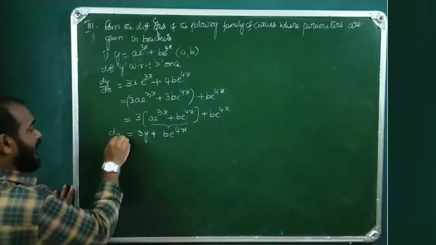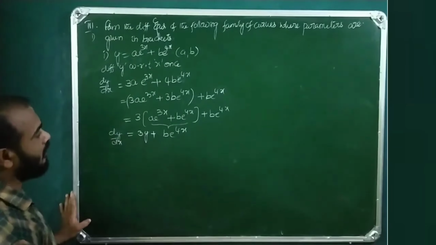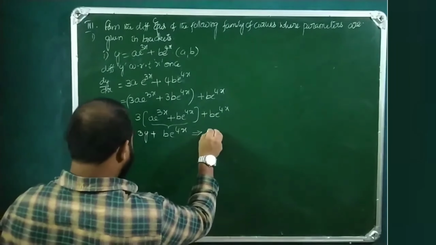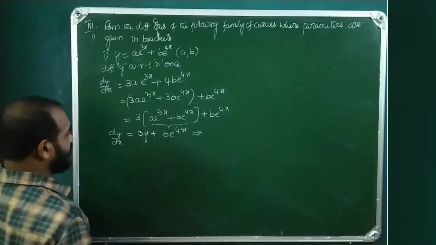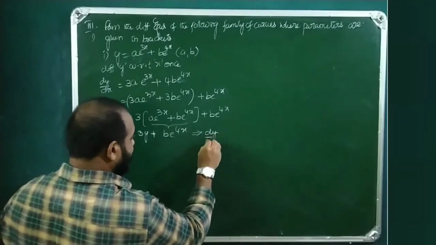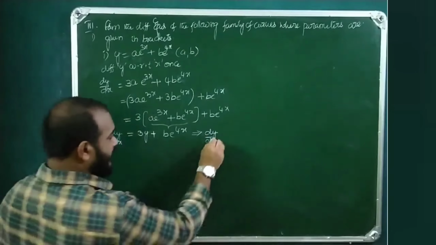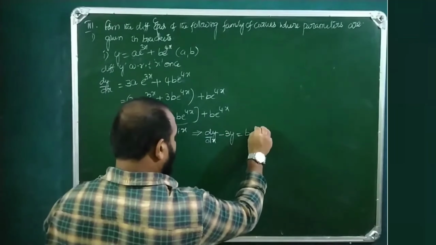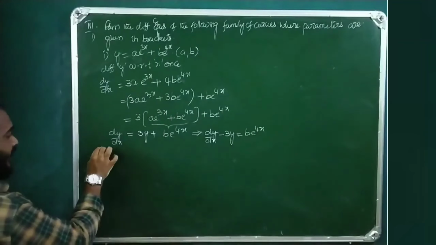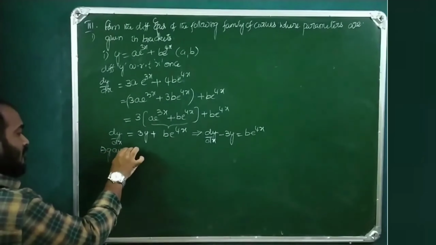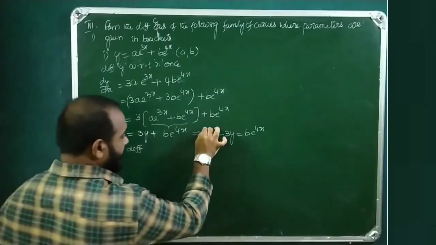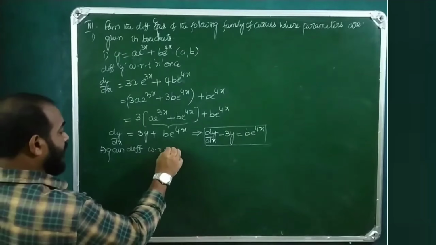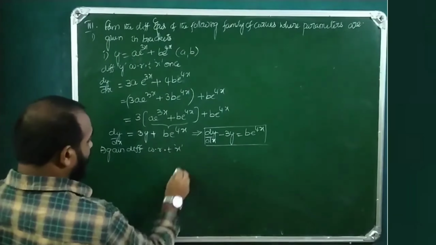Therefore, dy/dx equals 3y plus b e^(4x). Now from this, what is b e^(4x)? dy/dx minus 3y equals b e^(4x). Now again differentiating with respect to x on both sides.